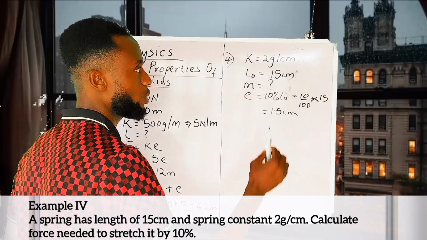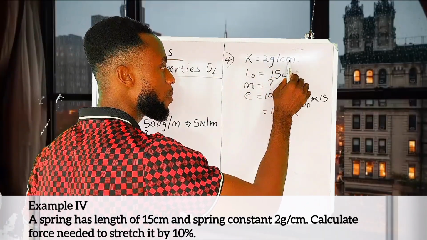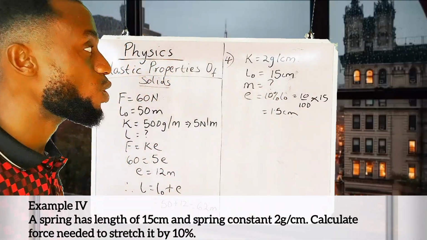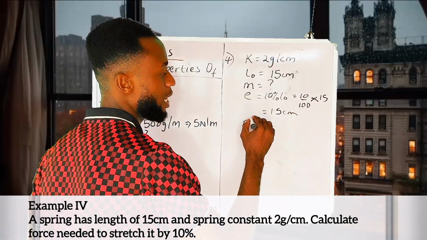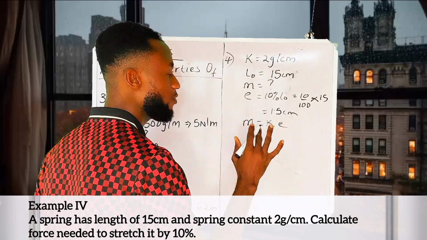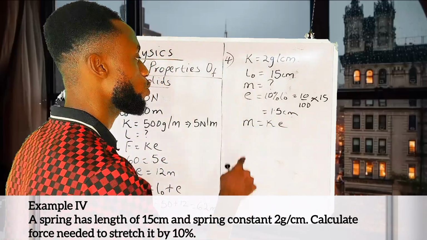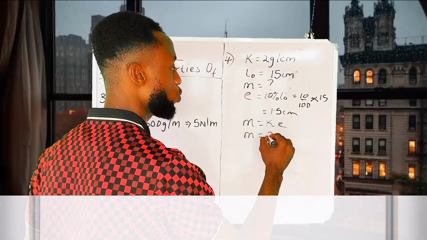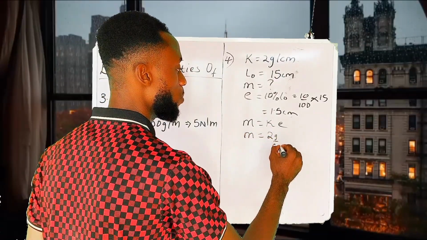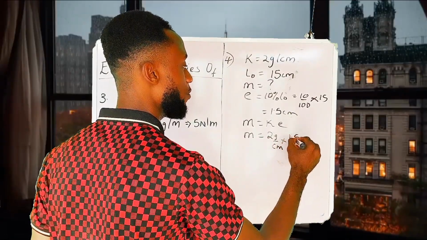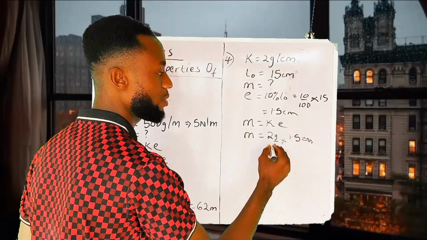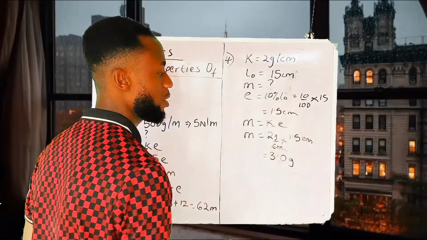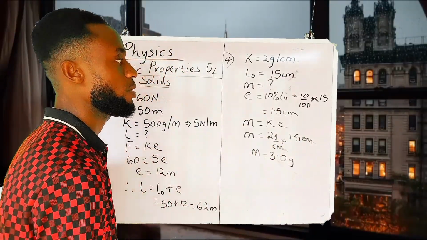So we're working with an extension of 1.5. Now you notice what's going on here. The K is in gram per cm. The extension I'll be using is in cm. So I don't even need to convert anything. I can work with it like this. So I'm going to use a formula that says M equals KE, because everything is in grams and centimeters. So what am I putting here? The unknown mass will become equal to the constant, which is 2 gram per cm, multiplying 1.5 cm. Of course, we can take out the cm, and 2 times 1.5 gives us 3.0 grams. Of course, that's the mass needed to stretch it by 10%.